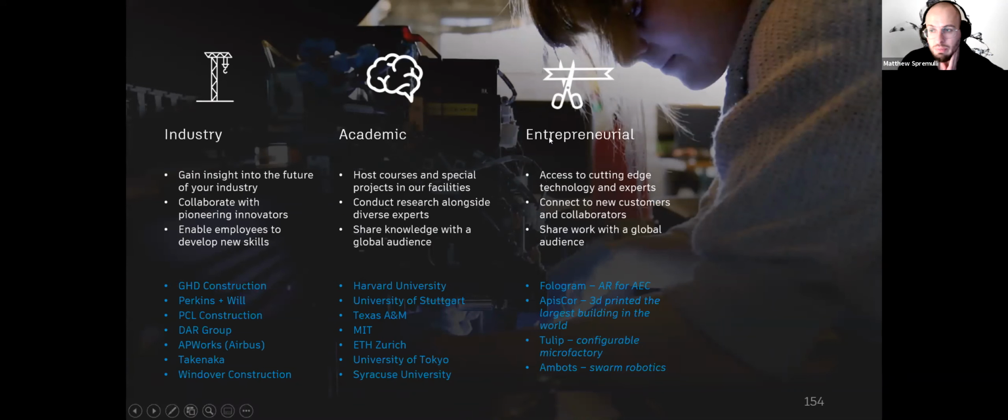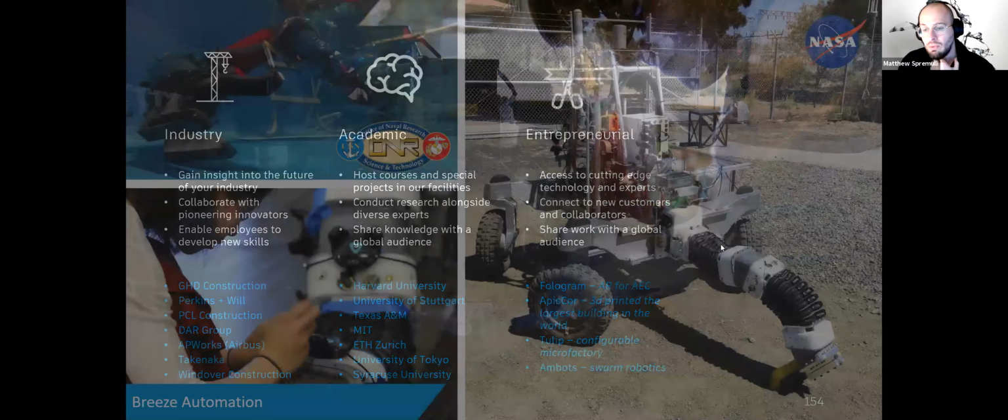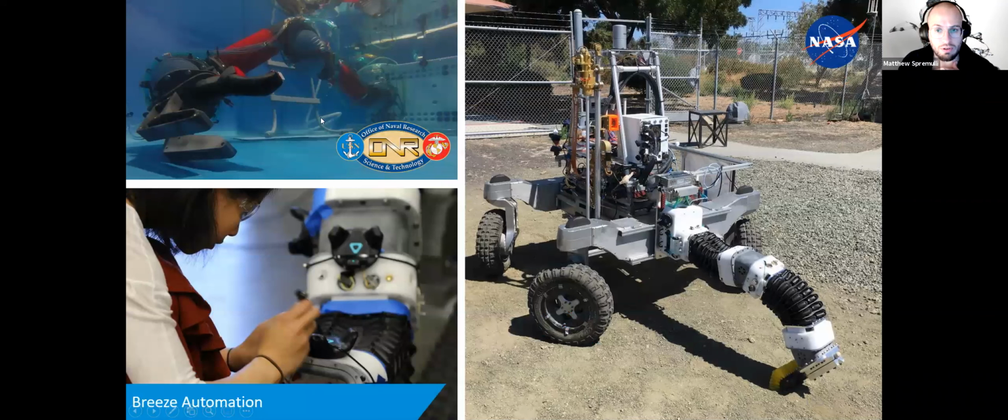If it's entrepreneurial or startups, basically like this company, they're making robots for underwater or challenging conditions in outer space. They work with NASA, they work with the Office of Naval Research in the US. And for them, this was a great program to help them prototype lots of different robot options.